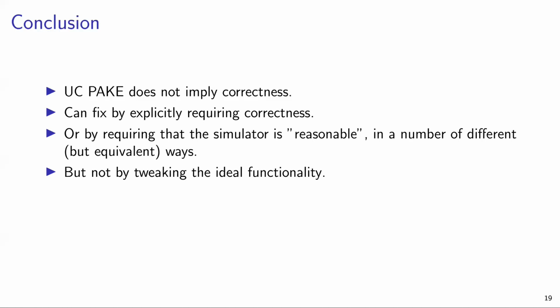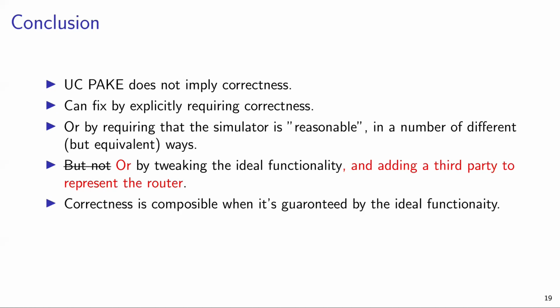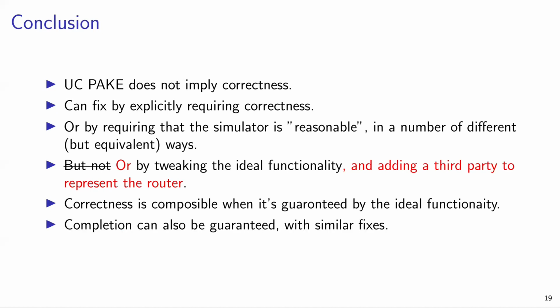Third, we showed that it cannot be fixed just by changing the ideal functionality, but we can fix it if we add the router as a third party and tweak the ideal functionality slightly. This gives a composable PAKE definition that includes correctness, allowing higher level protocols to be built on top of this PAKE hybrid model while being able to assume correctness inside those protocols. And similar approaches work to rule out the empty PAKE as well.